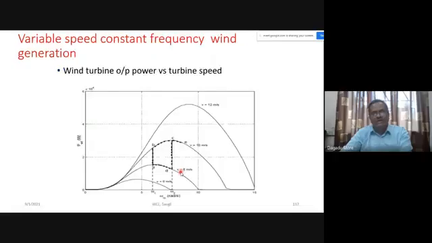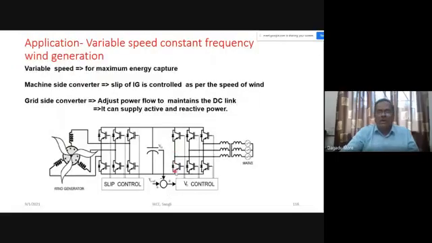Once we extract the maximum power, we have to control the line side inverter, or you can call it the line side PWM converter. Here the control is in such a way that the capacitor voltage is maintained constant. Why do we have to maintain the capacitor voltage? Here at the capacitor, power is coming from the wind turbine.